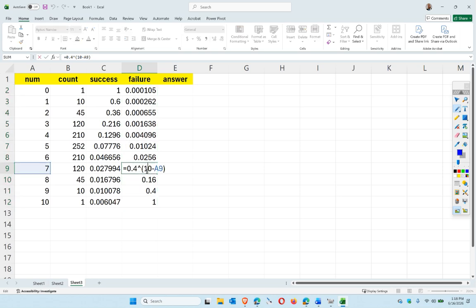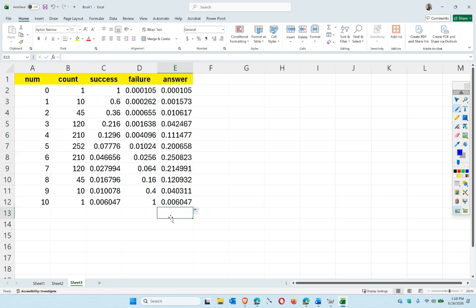So if I have 7 successes, that means 3 don't believe in aliens, essentially. All right, so my answers are count times success times failure, and then drag it down. So if I add this up, it should come up to 1, right? Which means all the possibilities. It does. So we have direct and indirect methods of calculating this, essentially, right?